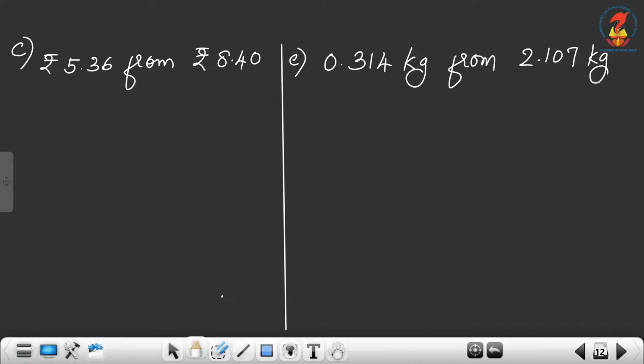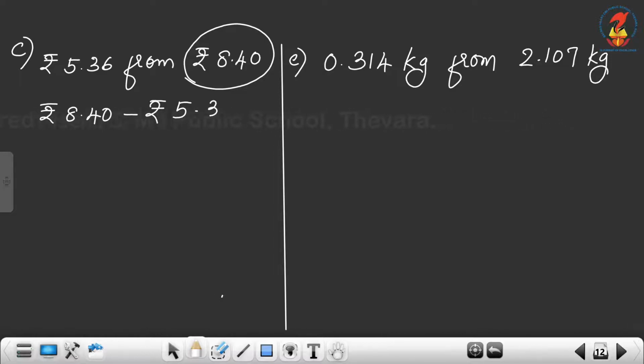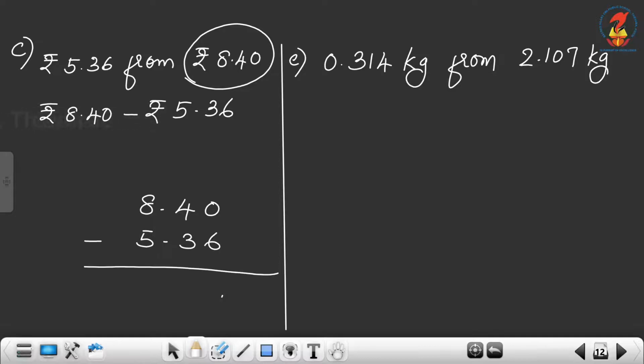Now next question. Rupees 5.36 from rupees 8.40. Which one do we have to write first? Rupees 8.40. So rupees 8.40 minus rupees 5.36. We have to subtract.